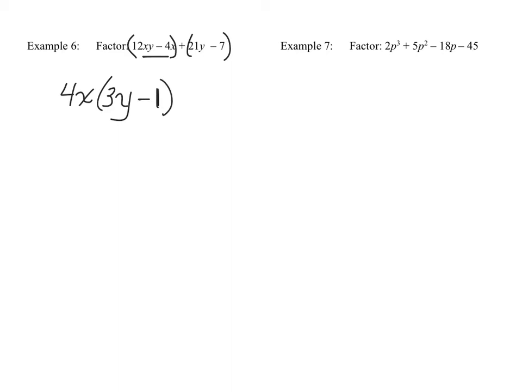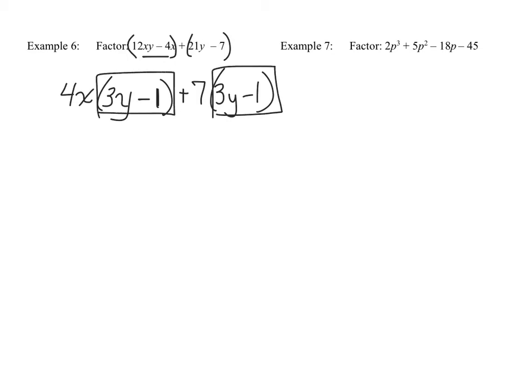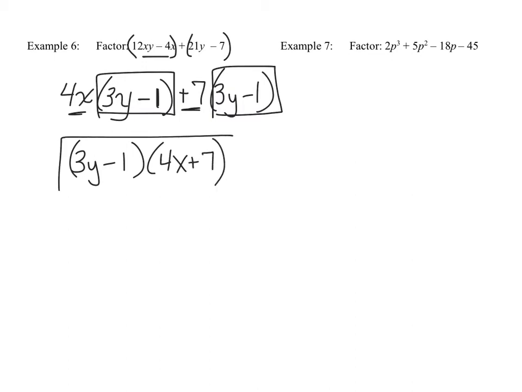And then in the next set of parentheses, the GCF of 21y and negative 7 is 7, right? So I'm going to pull out a 7. 21y divided by 7 is 3y, and negative 7 divided by 7 is negative 1, so that's 3y minus 1. So now if you take a look, this 3y minus 1 is your GCF. So you pull out that 3y minus 1, you're left with 4x plus 7. And there you go. Those are your factors.